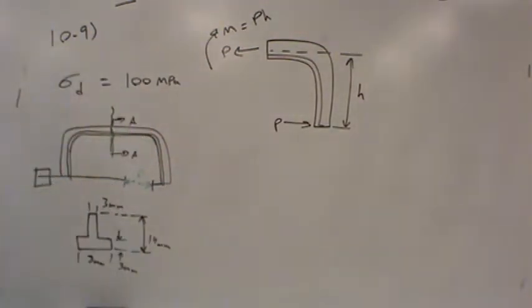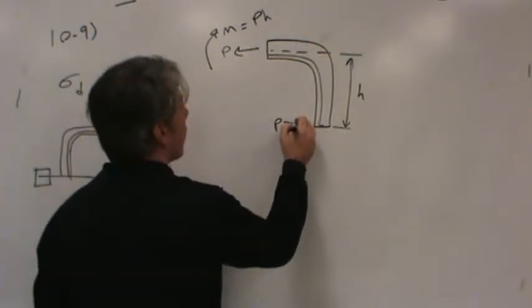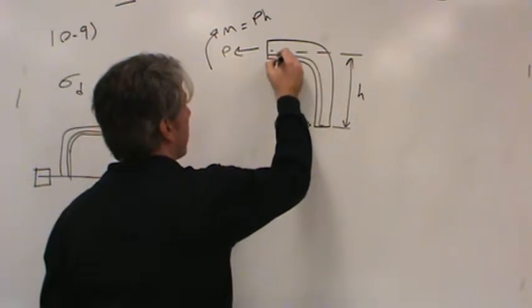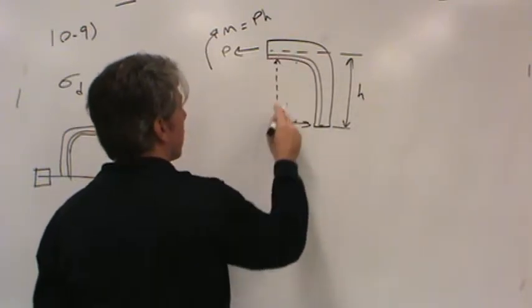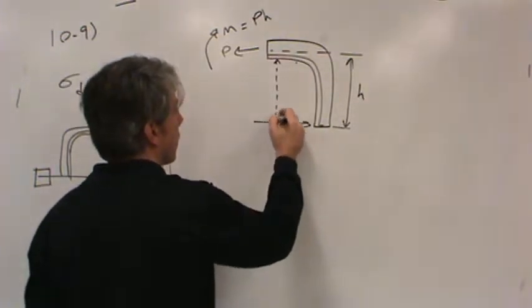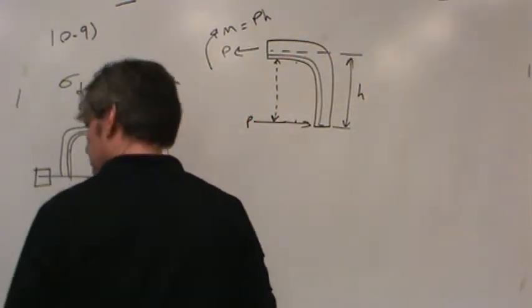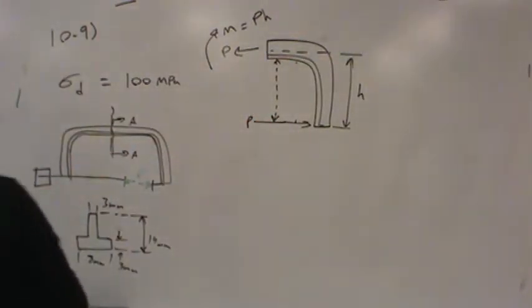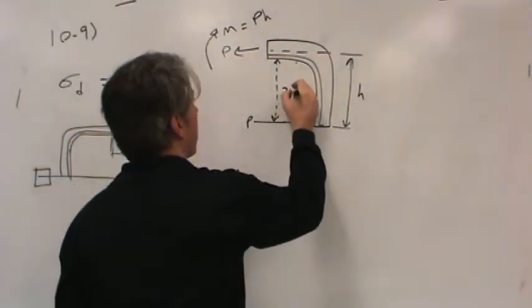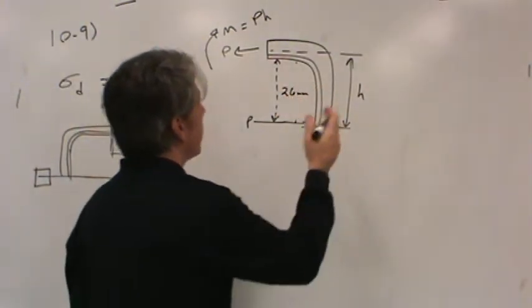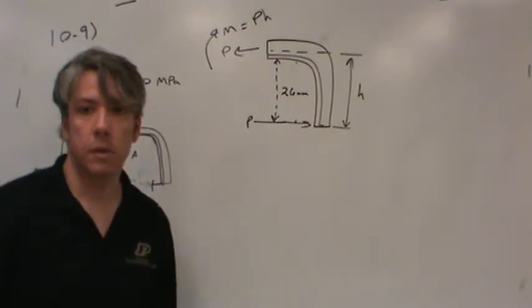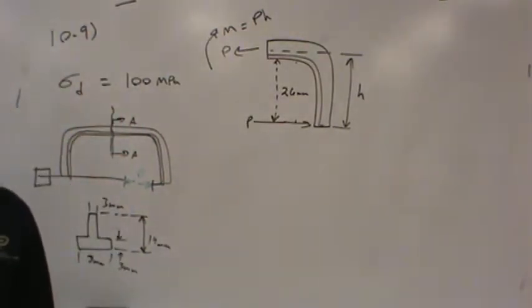Okay? Now, they did give us some information. They told us that the distance from this point to this point, hold P over just a little bit, they told us that distance was 26 millimeters. So what is H? It's a good question. 26 plus 7. We have to analyze for the centroid first.